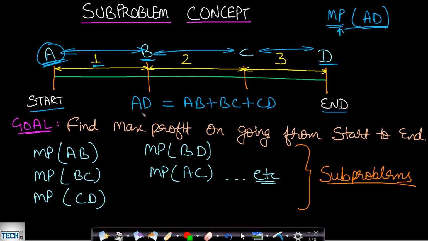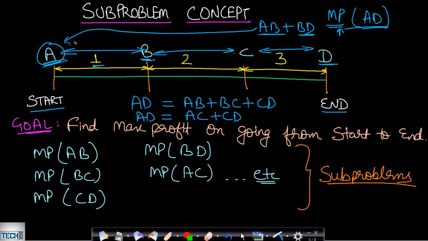Otherwise you can also break it in some other way, like the maximum profit from A to D can be written as the maximum profit from A to C and from C to D. Or you can have other combinations, like from A to B and from B to D. All these smaller parts which are used to form the solution for a bigger problem are known as sub problems. I hope you got the understanding here.